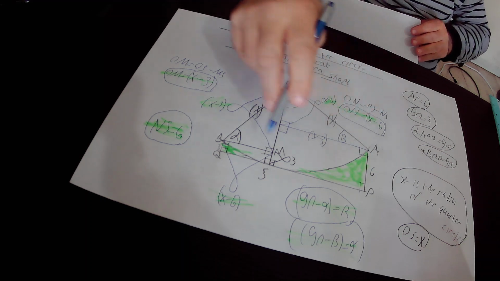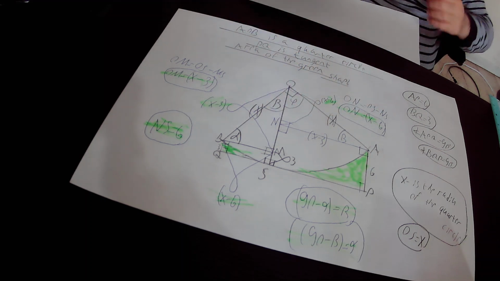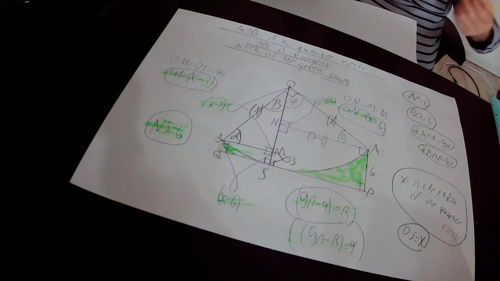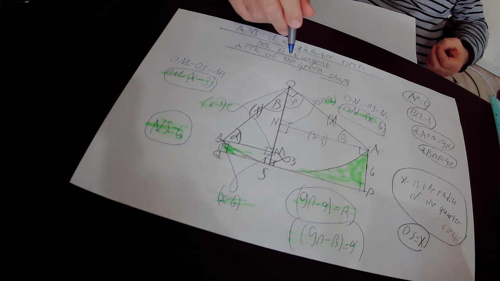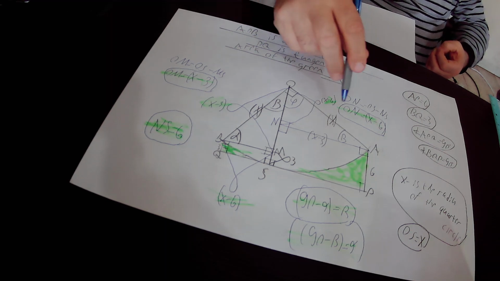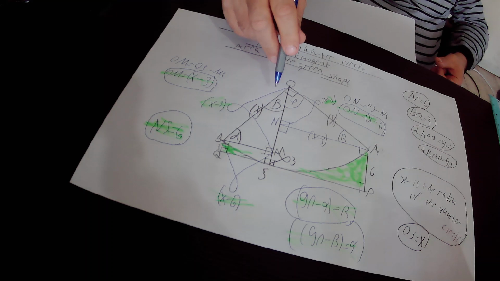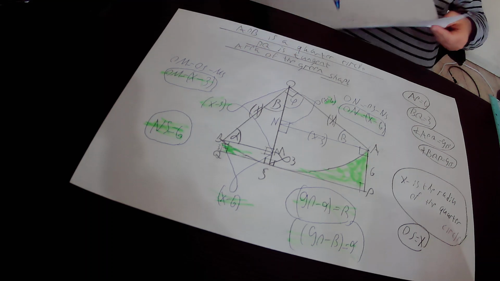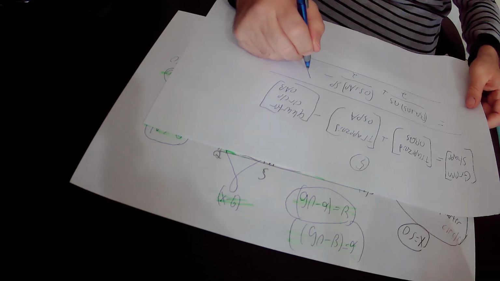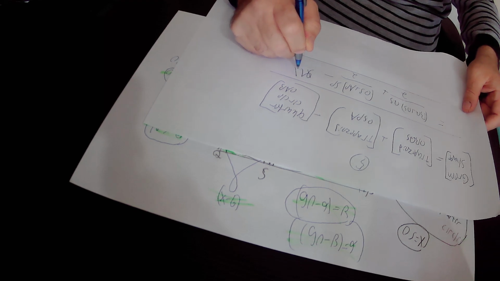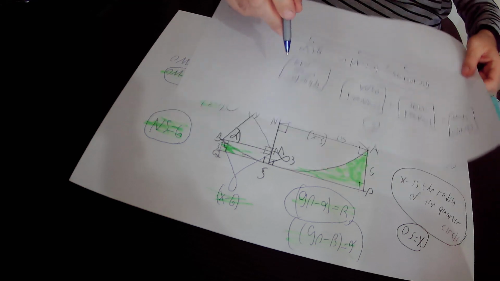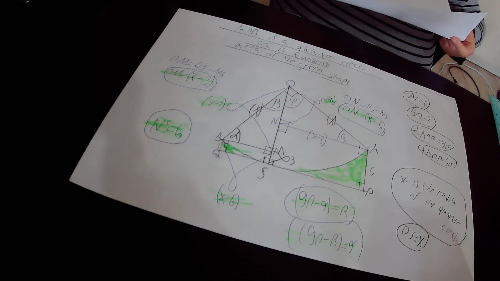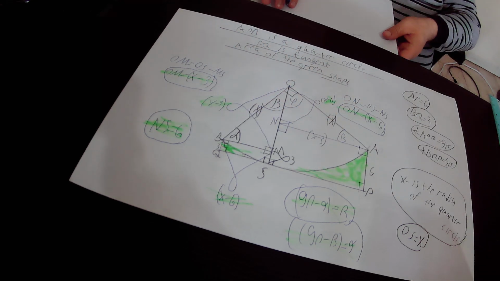What is the area of this quarter circle OBA? The area of any quarter circle equals the area of the circle over 4. The area of this circle is pi x squared, because the radius is x. So pi x squared over 4 is the area of the quarter circle OAB. Okay.